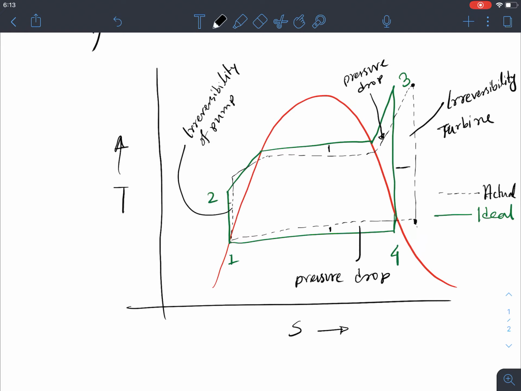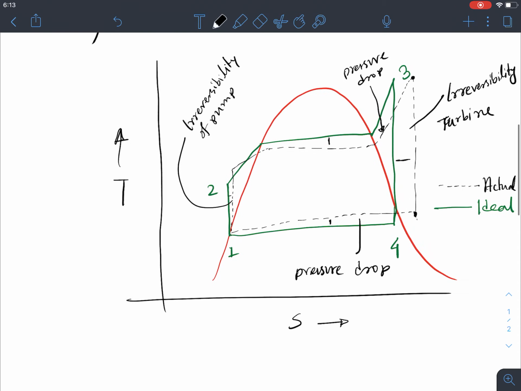In the ideal case there is no loss or irreversibility of each component. However, in the actual case there is some irreversibility and losses. That's why the pressure drop is happening, and in the pump the pressure is slightly increasing. As well, at the exit of the turbine there is no moisture; it's still a superheated vapor.